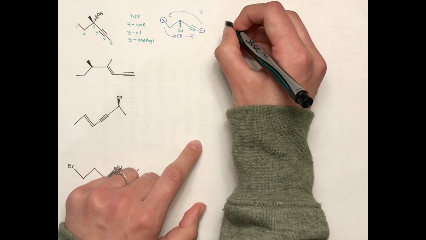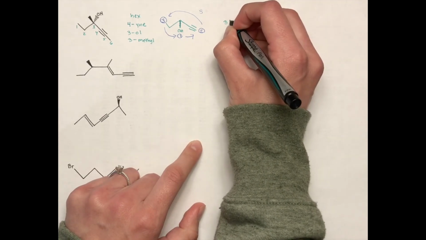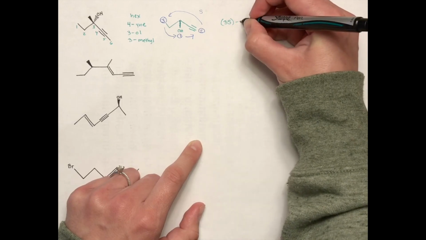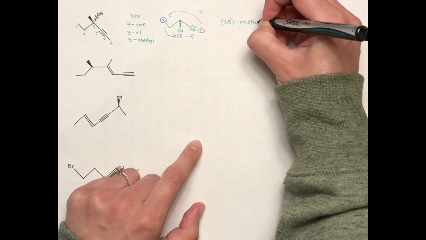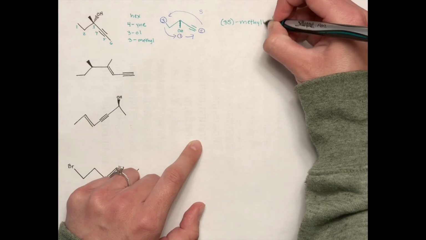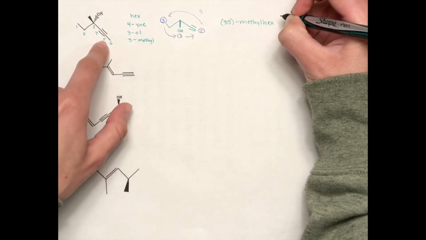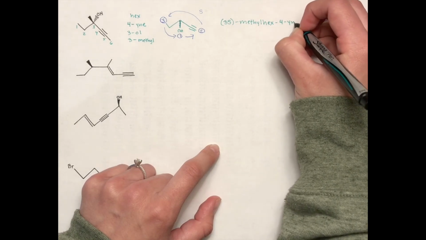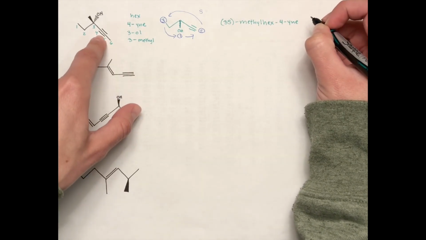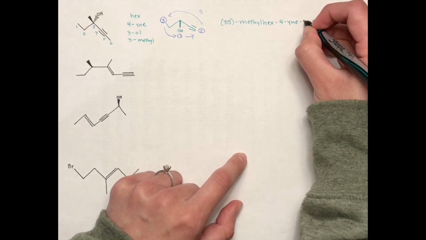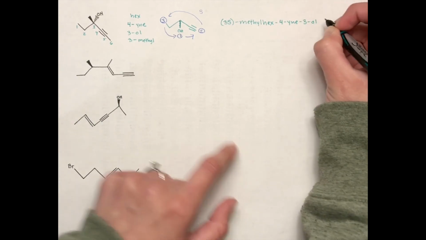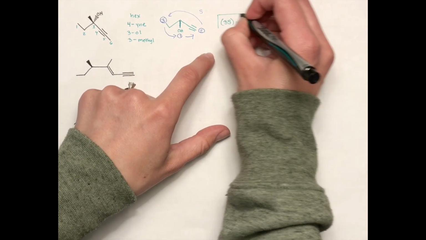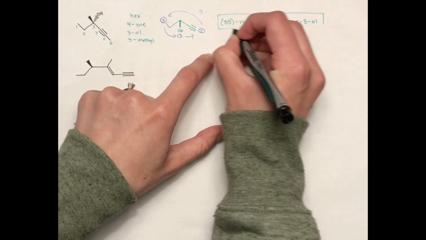So we have 3S. What else we have off the 3? A methyl. And then we'll put hex here for the 6 carbon chain. 4-yne, because we have our triple bond off of carbon number 4. And then 3-ol, because we have the alcohol off of carbon number 3. Perfect. That is our answer.